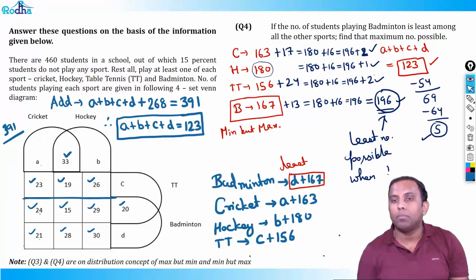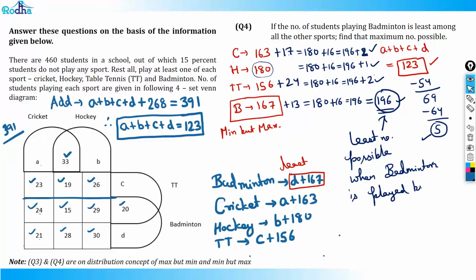Least number possible when badminton is played by less people than all other sports. Okay, so this is the least number possible when badminton is played by less people than all, or I should, sorry, reverse. Sorry, it is reverse here. This is the maximum number possible. I should write it. This is the maximum number possible when badminton is played by less people than all other sports, right?